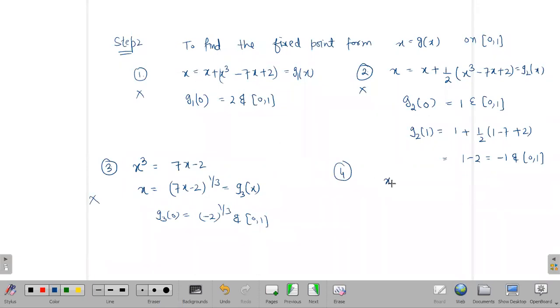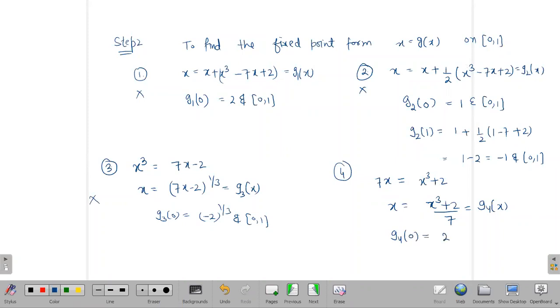Now let us take another one. If I take 7x here and x cube plus 2, it will be x cube plus 2 divided by 7. This can also be a g of x. It is a continuous function because it is a polynomial of degree 3. A polynomial on a finite interval is always continuous. So this is a continuous function, and for g4, let us check at the end points.